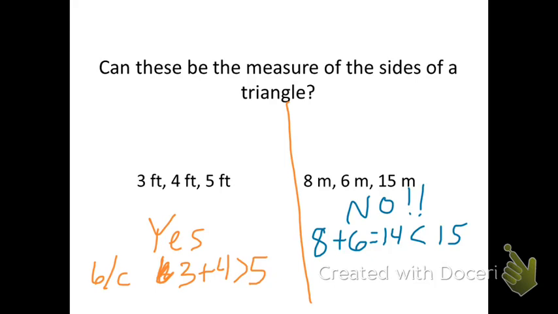If you tried to, it would sort of look like a drawbridge like this, where one side was 15, one side was 6, and another side was 8. When these sides sort of came down, they would never touch, because 6 and 8 do not add up to be more than 15.